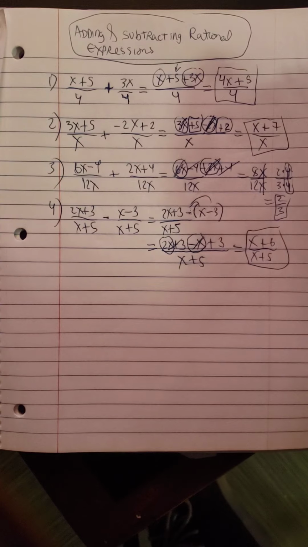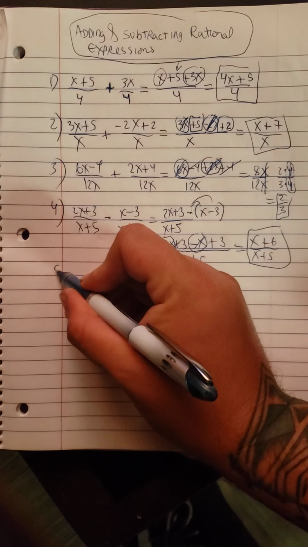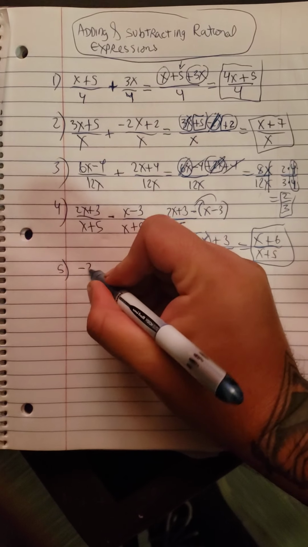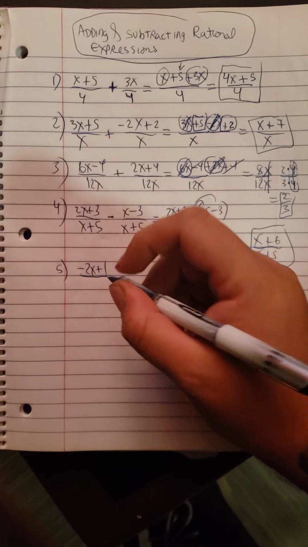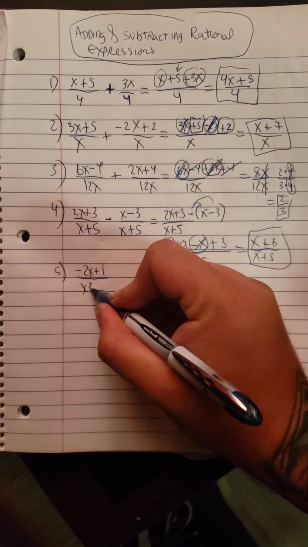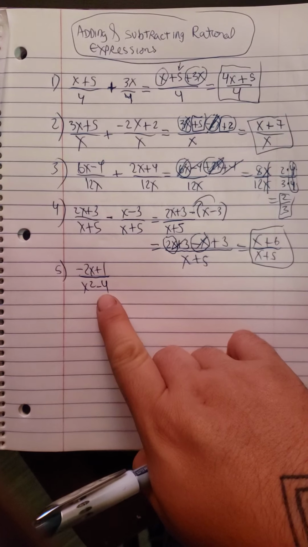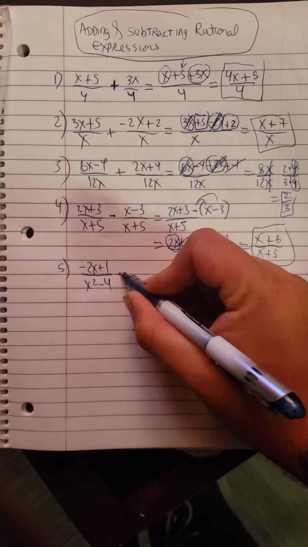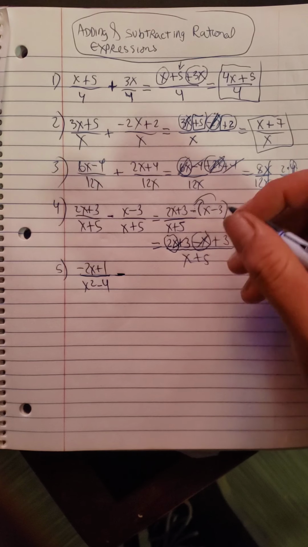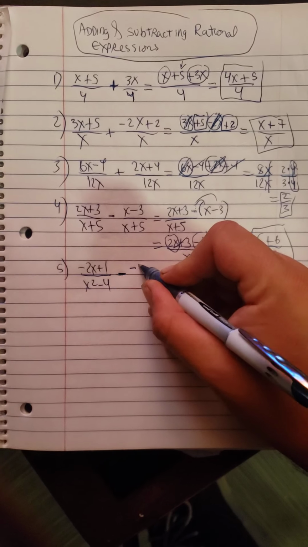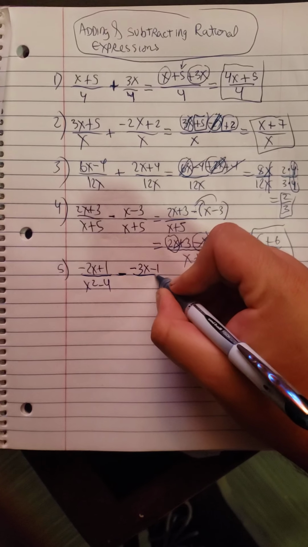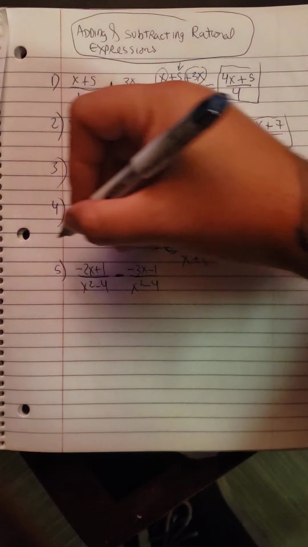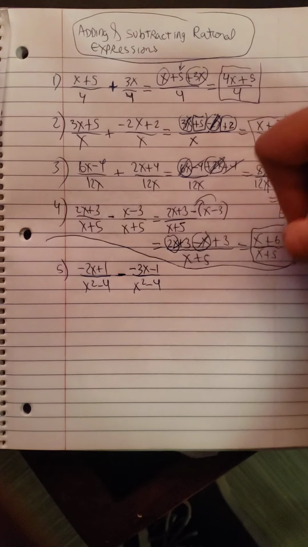Okay, let's see, I have 2 more examples. Example 5, we have negative 2x plus 1 over x squared minus 4. Once you see this x squared minus 4, you automatically have to remember something that we saw in class. We have another minus. This is negative 3x minus 1. Negative 3x minus 1 over x squared minus 4. Okay, let me do a line here so we don't get confused.